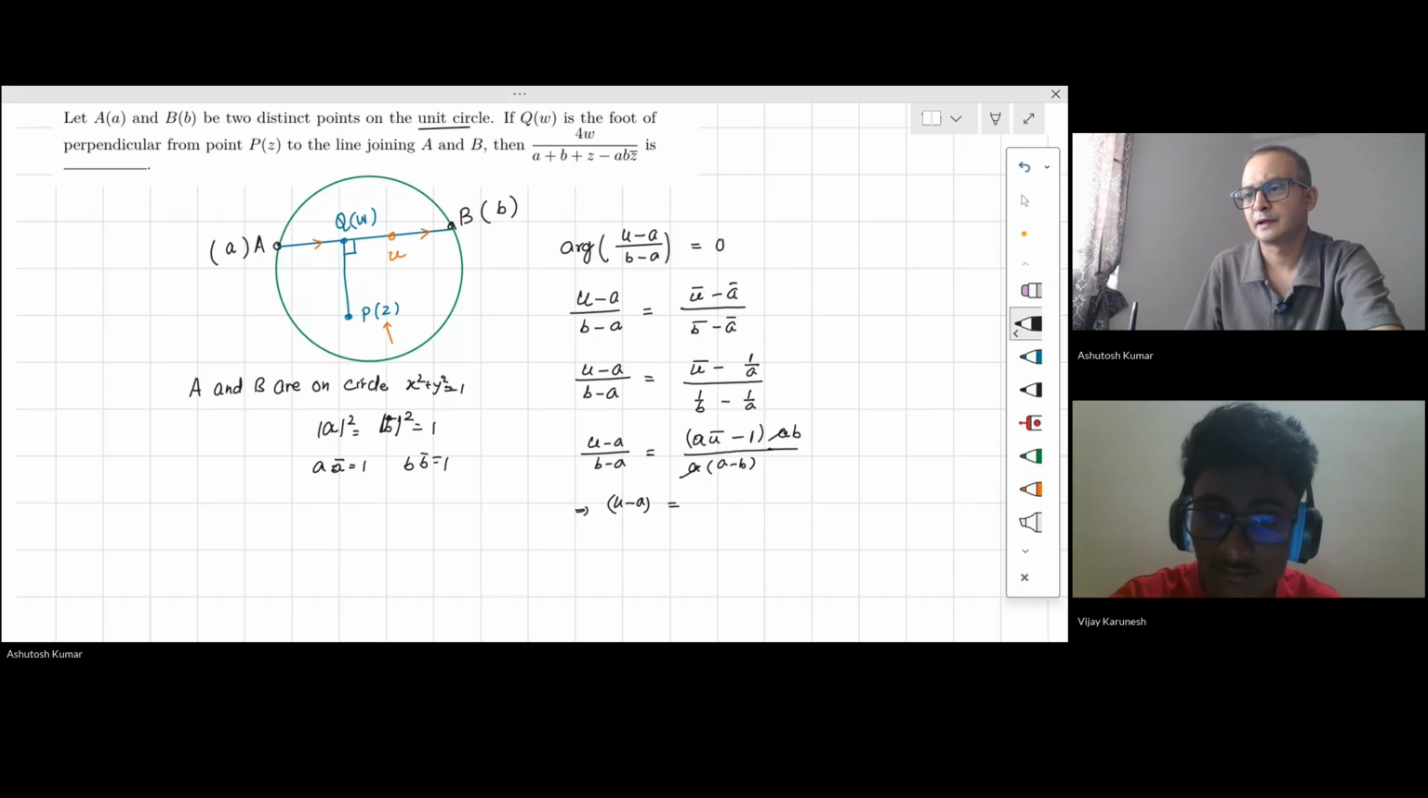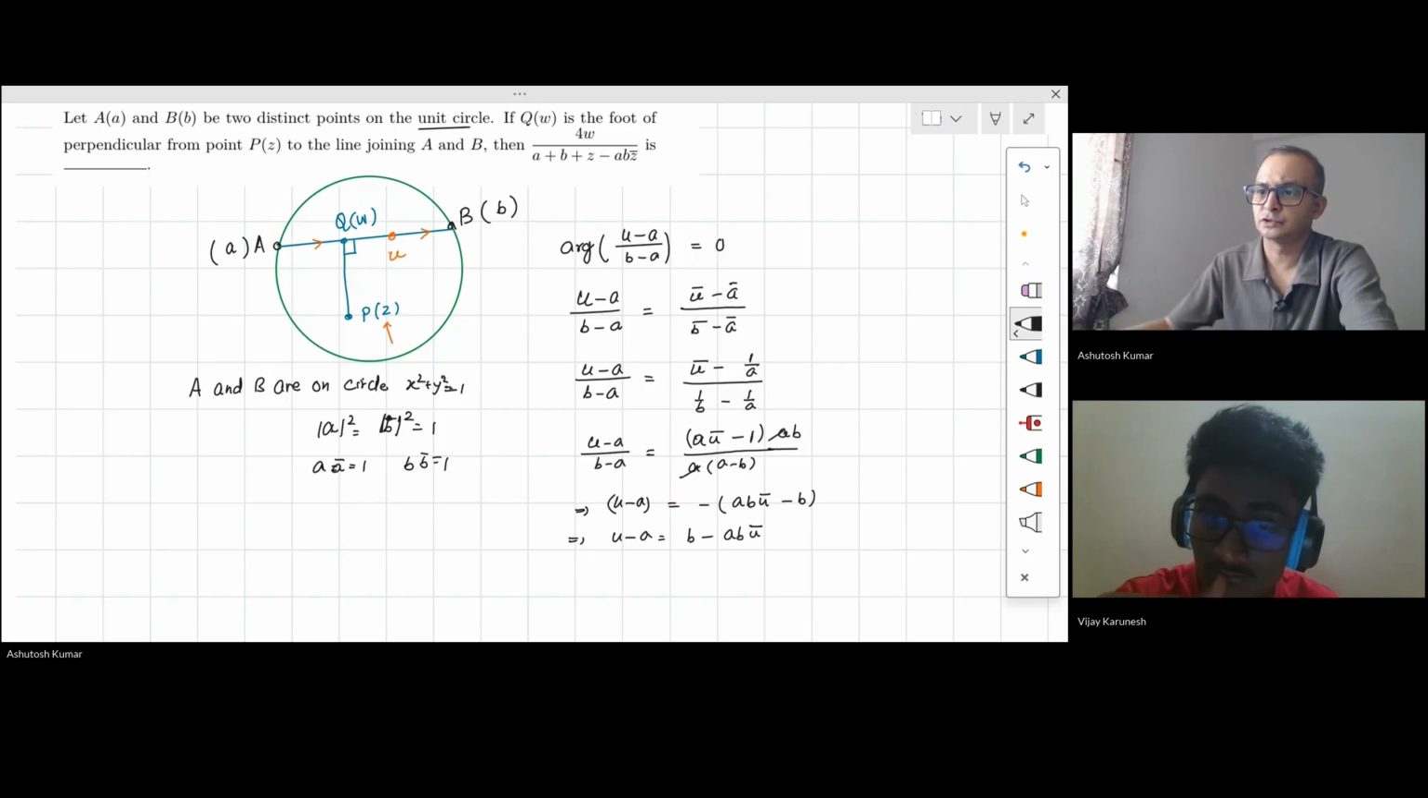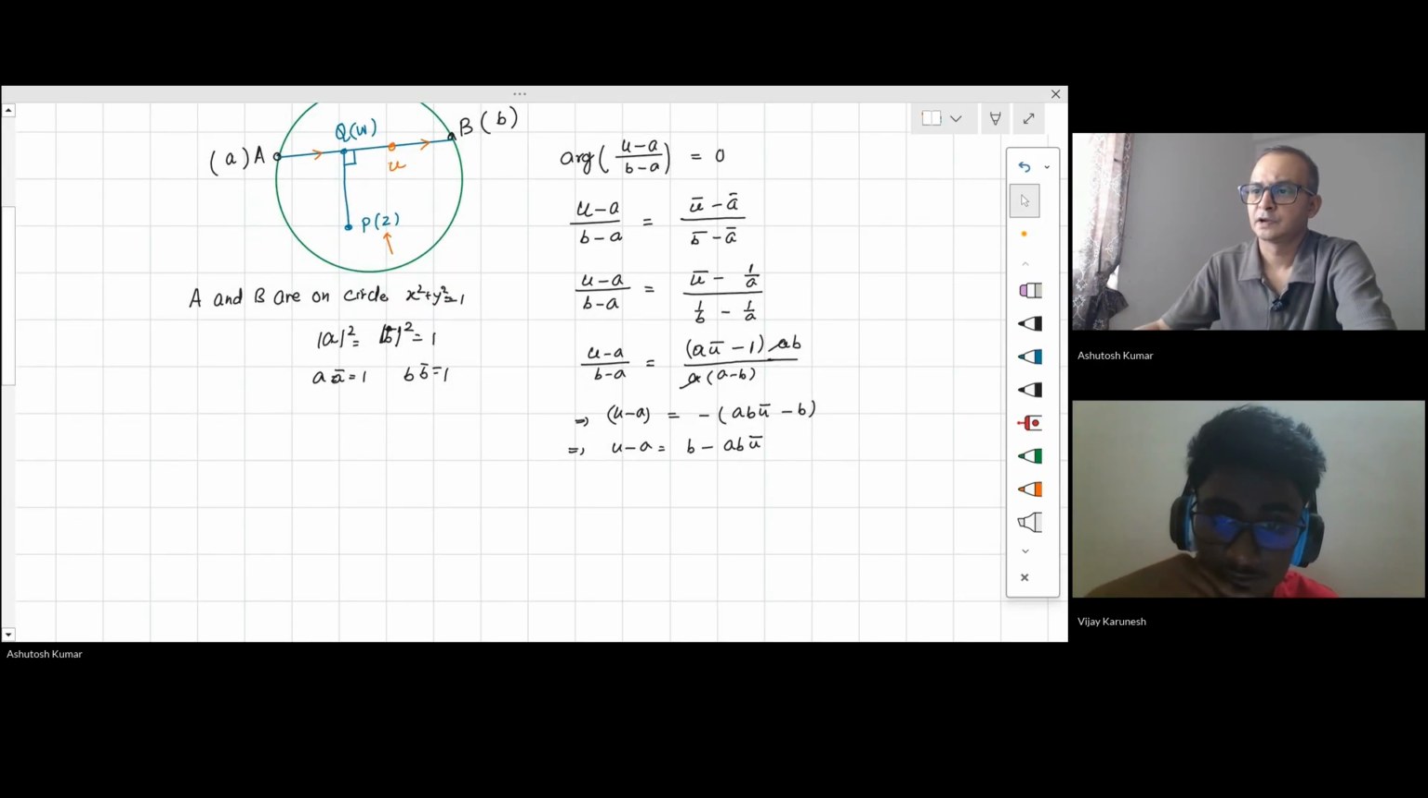We can write it as minus of A B U bar. A U dash minus B U dash, A B U dash minus B. So from there, what are you getting? U minus A is equal to B minus A B U dash conjugate, correct? Yes, sir. Therefore, U is equal to A plus B minus ABU conjugate.